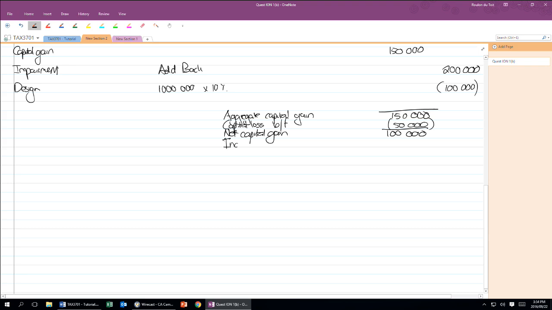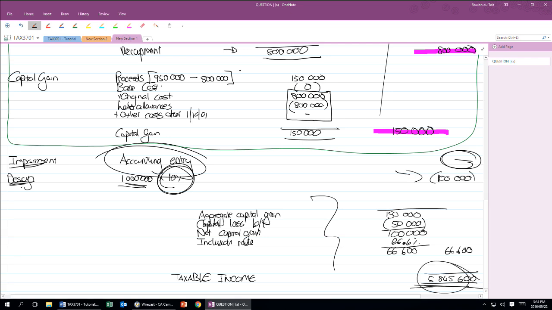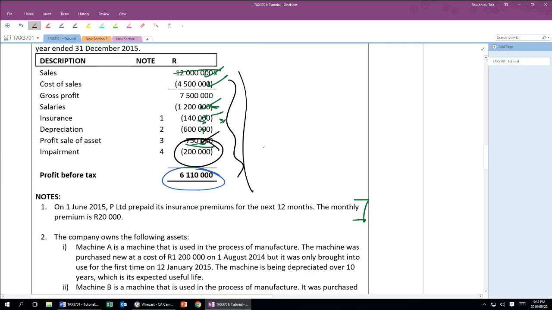Then we have our inclusion rate. And again, our inclusion rate is 66.6%, giving us a taxable capital gain of 66,600, which goes into our rands column, and everything added up again gives us our taxable income, and it works out to 5,845,600, which is the same as the taxable income in part A. And that brings us to the end of this tutorial. So thank you very much for watching.